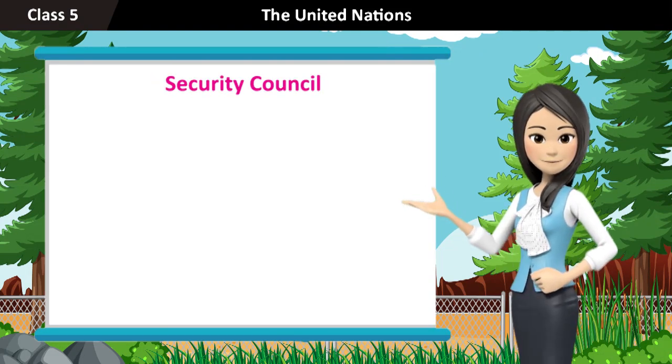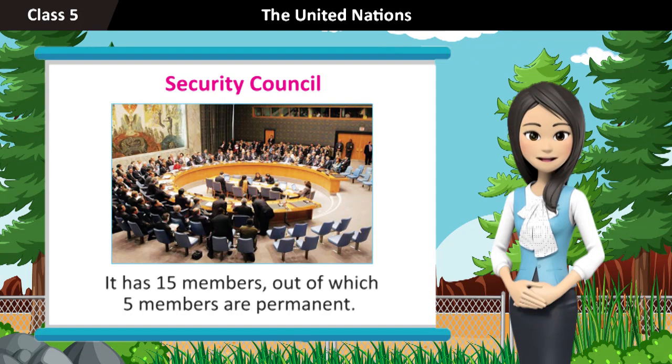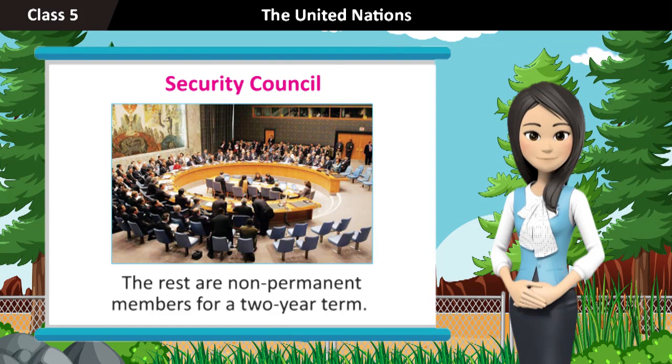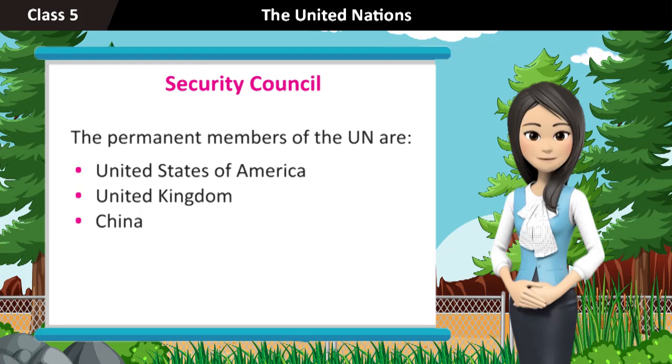Security Council. The Security Council is responsible for the maintenance of peace and security. It has 15 members, out of which 5 members are permanent. The rest are non-permanent members for a 2-year term. The permanent members of the UN are United States of America, United Kingdom, China, France, Russia.